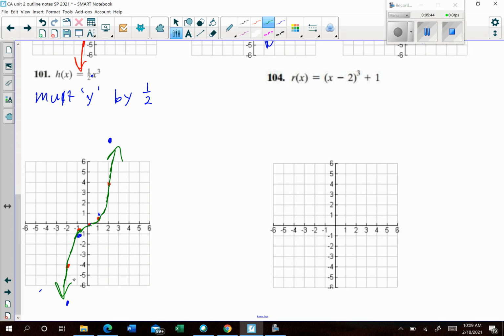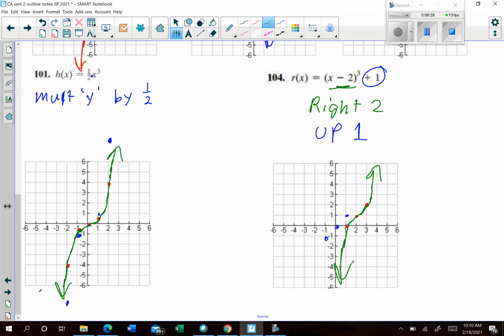Okay, alrighty, and then our last one, let's see, so we have 2 transformations. The first one's going to be right 2, okay, and then up 1. So we'll put our 3 key points here. And so let's see, go right 2, up 1, right 2, up 1, right 2, and then up 1. So there's my 3 points. And then we draw 1/2 opening up and 1/2 opening down. Okay, so that's our cubic function.